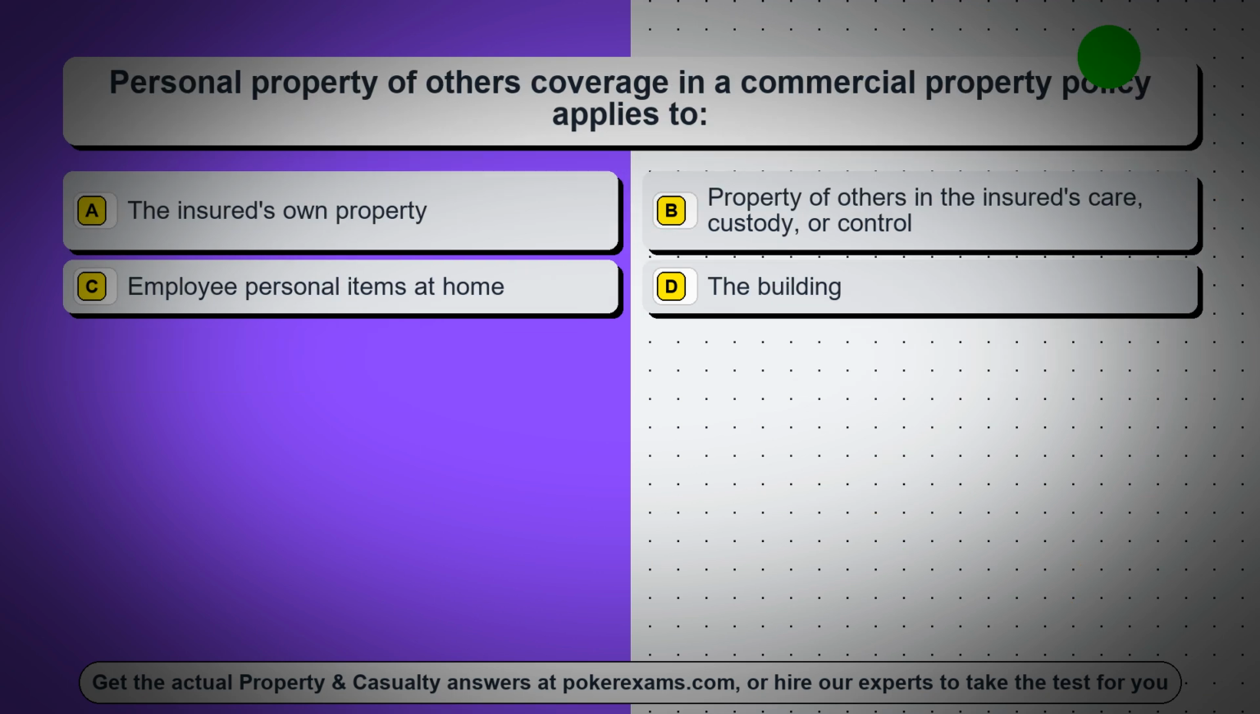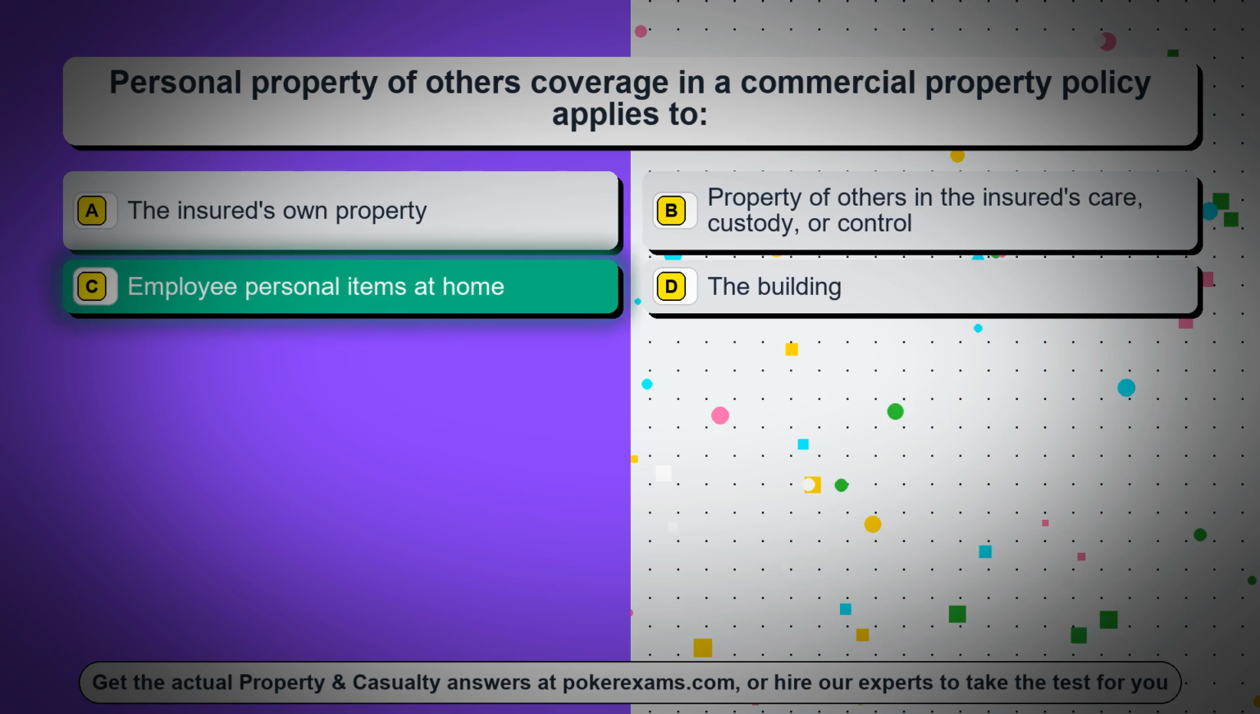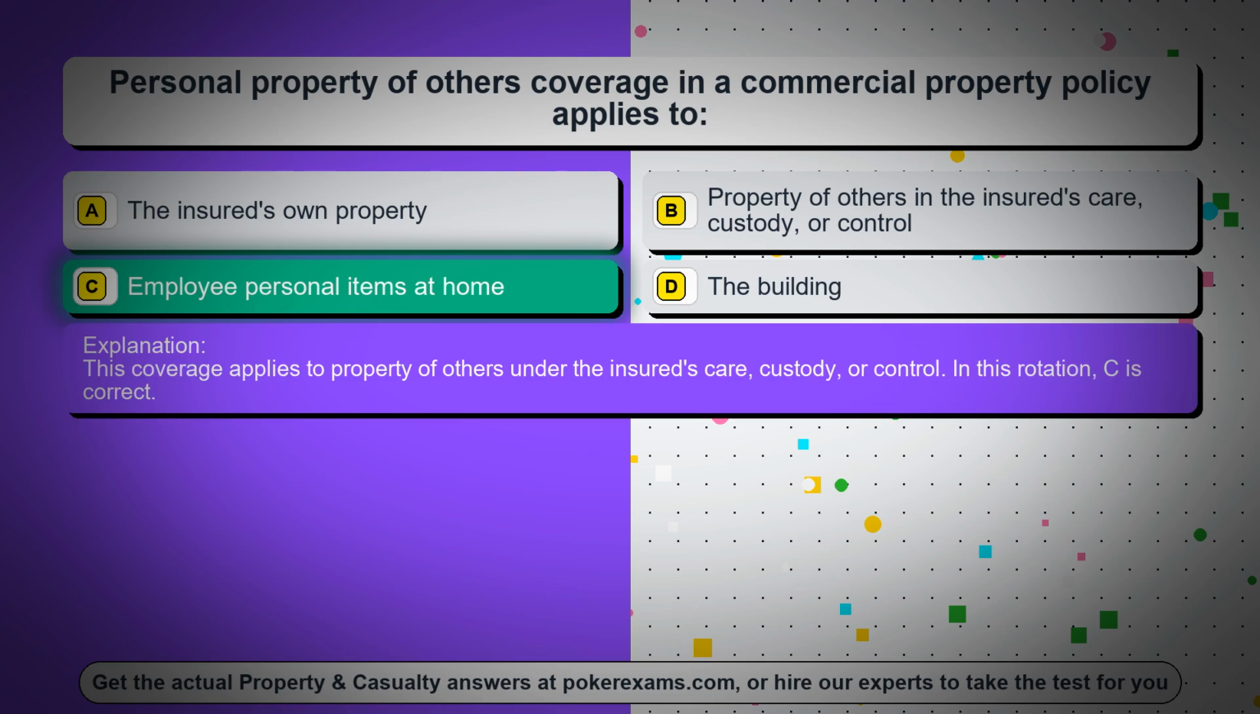Question 62. Personal property of others coverage in a commercial property policy applies to: Option A, the insured's own property. Option B, property of others in the insured's care, custody, or control. Option C, employee personal items at home. Option D, the building. The correct answer is option C, employee personal items at home. This coverage applies to property of others under the insured's care, custody, or control. In this rotation, C is correct.